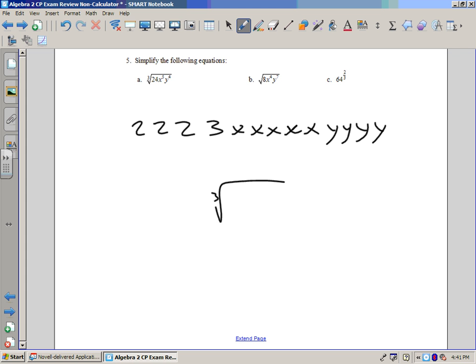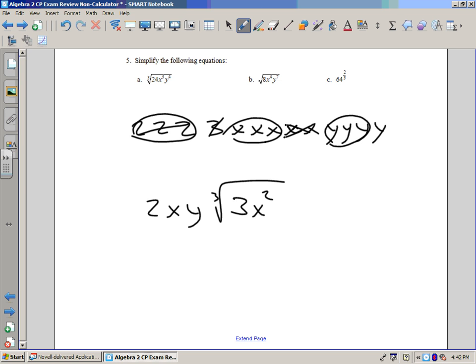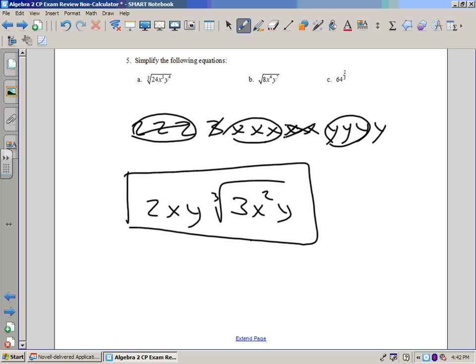Every time I have 3 alike, I can combine them as 1 and set them outside the radical. I have 3 2's, which is 8. The cube root of 8 is 2. I have nothing for the 3, so I'm going to keep it inside the radical. I have 3 x's. They'll become 1 and become x on the outside, which leaves me with 2 x's underneath the radical. And I have 3 y's, so one of those y's will go outside and the other y will stay inside the radical. My answer is 2xy times the cube root of 3x squared y.